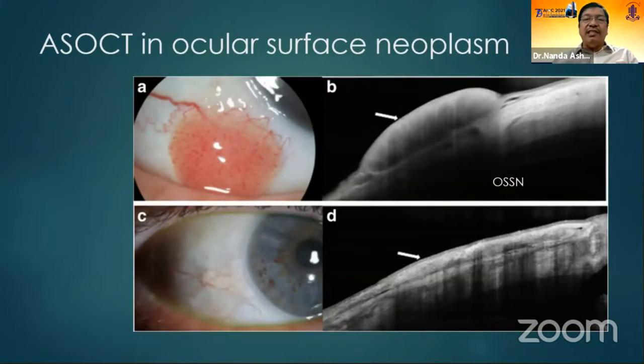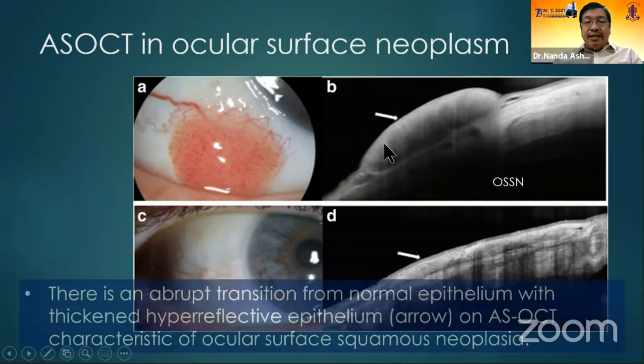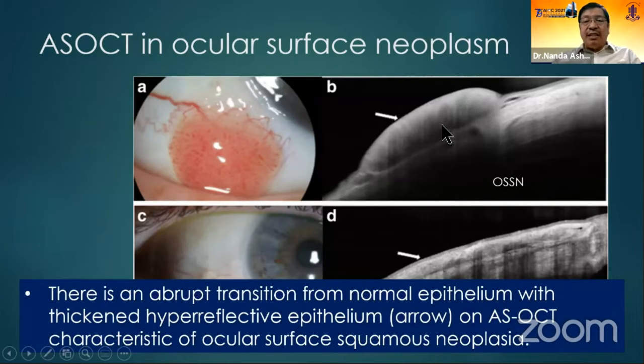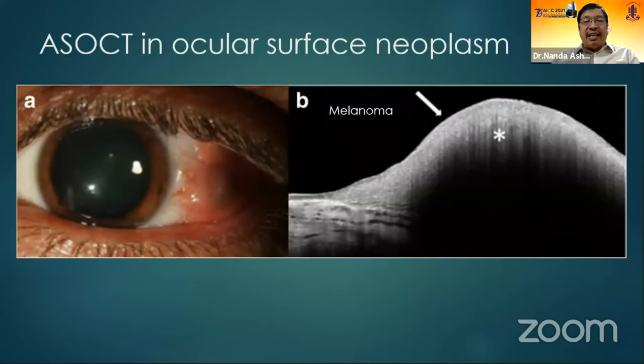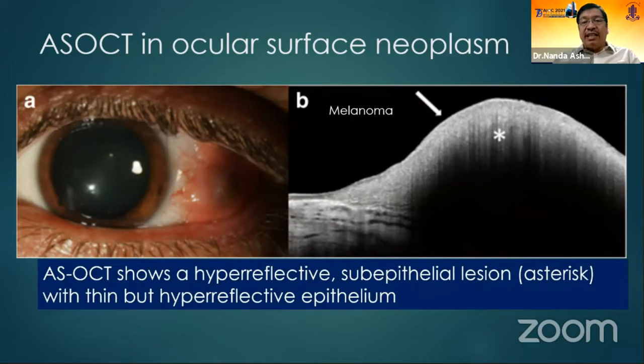In ocular surface neoplasm, in OSSN, which is an epithelial neoplasm, you can have the tumor in the epithelium. It appears to be hyperreflective, and the epithelium is thickened. And after the neoplasm is healed, you can see in the lower part, the epithelium has become normal. To differentiate a melanoma, you can see it is also hyperreflective, but it is subepithelial. Epithelium is intact here.